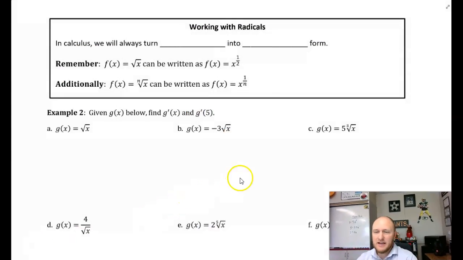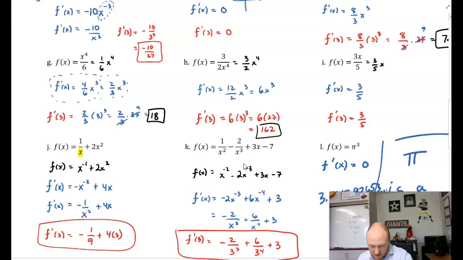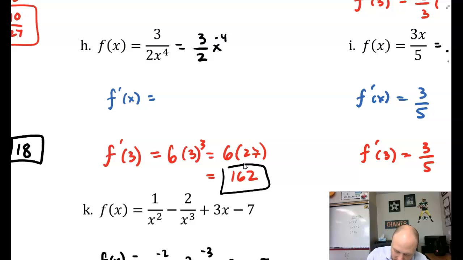Before I jump into this, I want to work backwards into the last video that we talked about. Example H, I forgot a negative here when you move it up, and so that's going to alternate this derivative. That would be negative 12 over 2 times x to the power of negative 5, which gives you negative 6 over x to the power of 5.